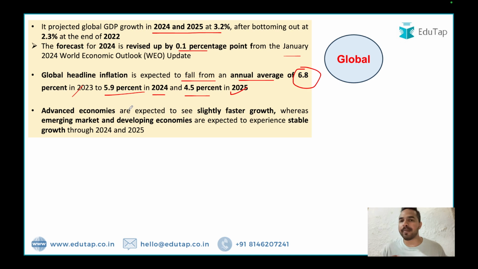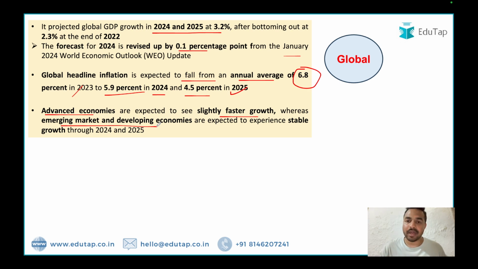Now guys, when I talk about the growth forecast, in the upcoming part for the years 24 and 25, basically the advanced economies will undergo faster growth as compared to the emerging market and developing economies, which will experience stable growth through 2024 and 2025. A very important point, that advanced economies will be having a faster growth as compared to the emerging market and developing economies.